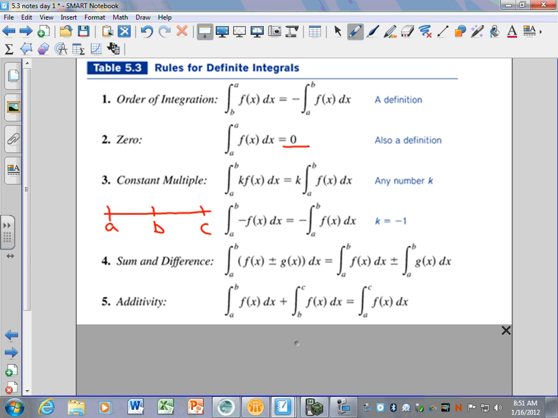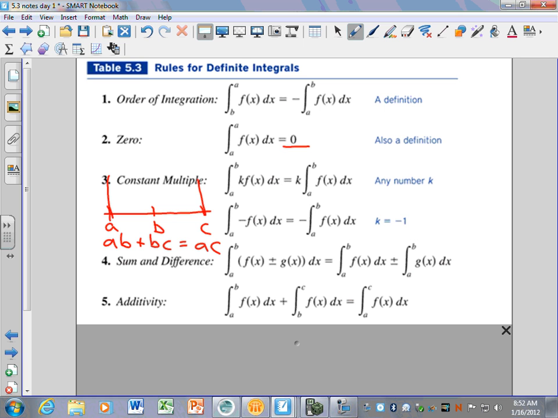Do you agree that AB plus BC is going to equal the whole segment of AC? Yes? That's the segment addition postulate. This just says the same thing holds true for integrals. If you take the integral from A to B of whatever function, whatever curve is up there, you get this area. And you add that to the integral from B to C, this area, that's the same as if you would have just taken the whole area or the whole integral from A to C.